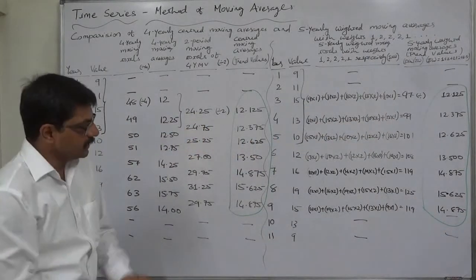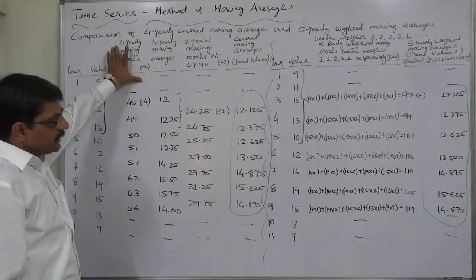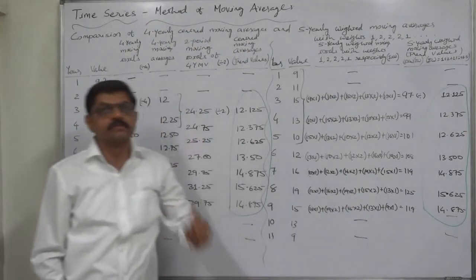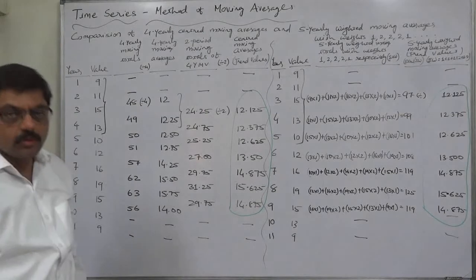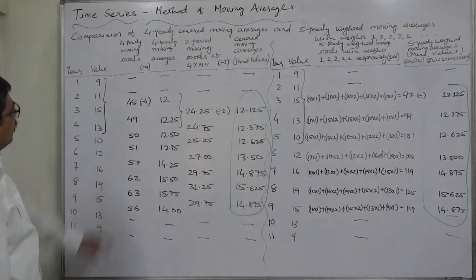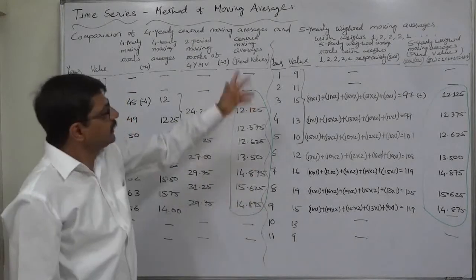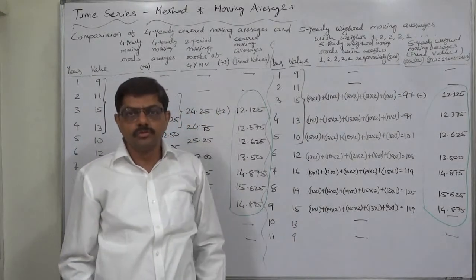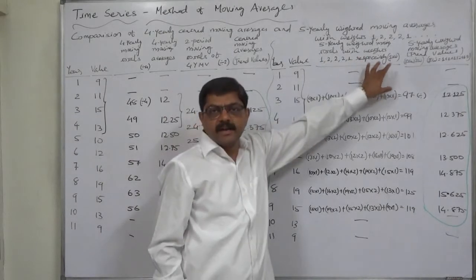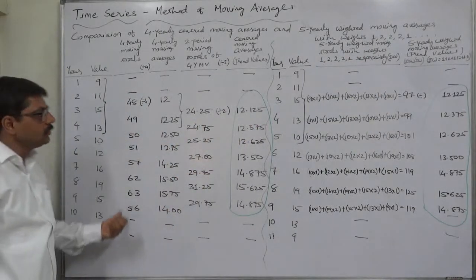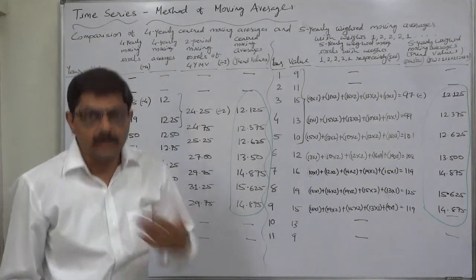So please write a conclusion at the end of your solution to this case that the 4 yearly centered moving averages and the 5 yearly weighted moving averages with weights 1, 2, 2, 2, 1 respectively are equivalent or are always equal. Or you can write that the 4 yearly centered moving averages are equivalent to the 5 yearly weighted moving averages with weights 1, 2, 2, 2 and 1 respectively. Or you can write that the 5 yearly weighted moving averages with weights 1, 2, 2, 2, 1 respectively are equivalent to the 4 yearly centered moving averages. This is actually a general conclusion.